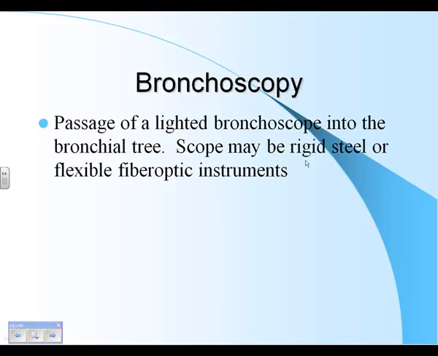Okay, so here's your basic definition. It's a lighted bronchoscope into the bronchial tree. She actually got to see the carina, where it bifurcates. Did they go down into both lungs? Everything branches off of itself until you get to the alveoli, and that's what looks like a cluster of grapes.